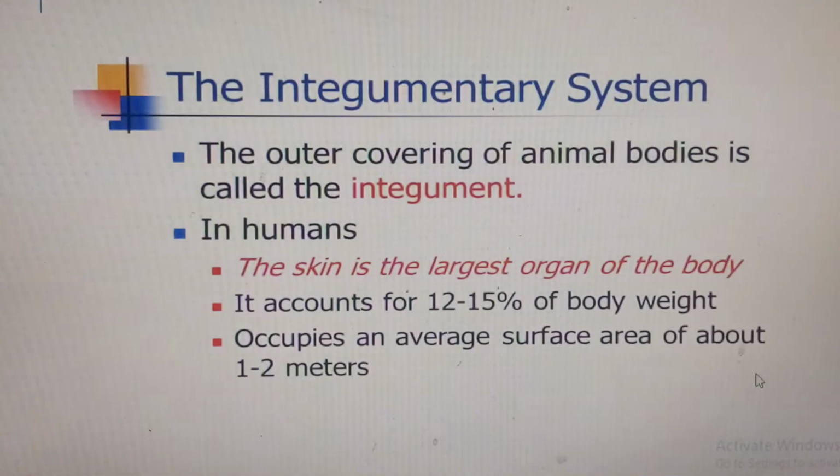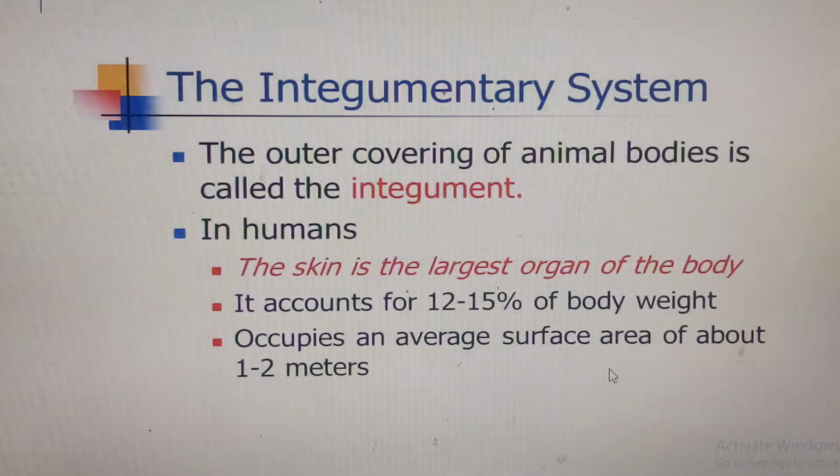Now, get to know that the word integument has to do with covering, and therefore, the important component as far as the integumentary system is concerned will be the skin. Which of course we know that the skin is the largest organ of the human body. Yes, as far as the human body is concerned, the largest organ. And because it's quite heavy, it's going to occupy about 12 to 15% of the entire weight of the human body. And then again, it will also cover an area of about 1 to 2 square meters as far as the surface of the human body is concerned.